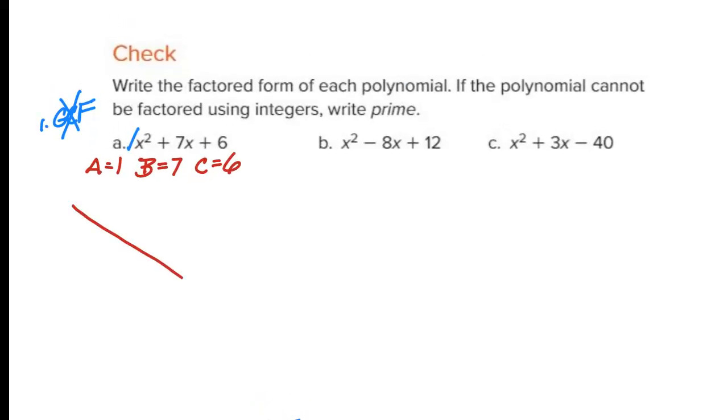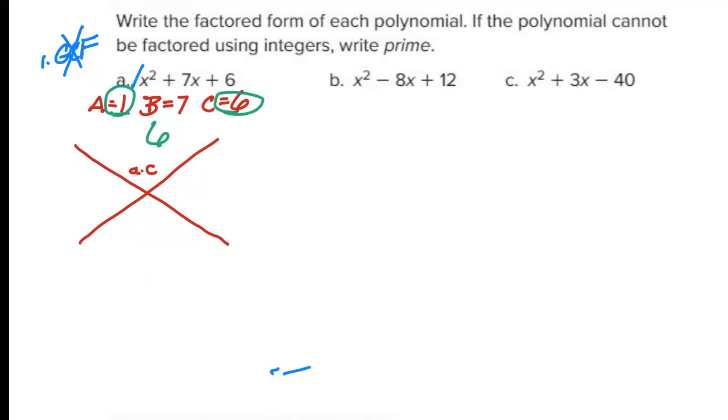Then we draw the x. Okay? And up in the top part of the x, we need to put our a value times the c value. So a times c, 1 times 6 gives me 6. And at the bottom here, we have b, and our b value is 7.